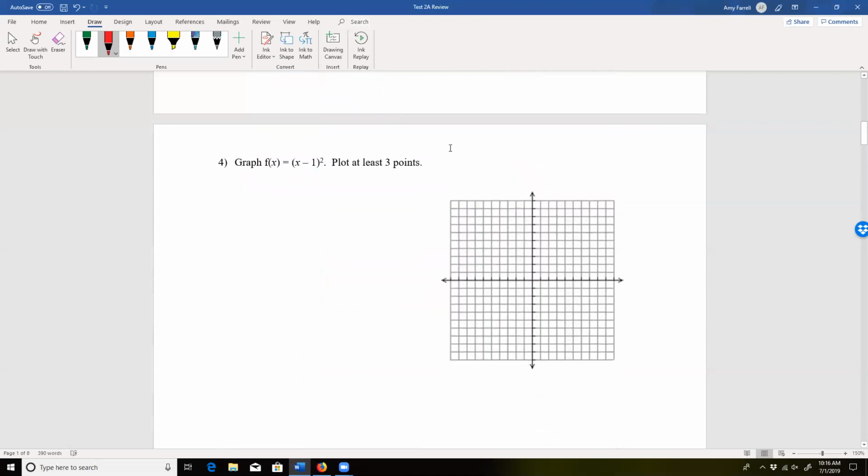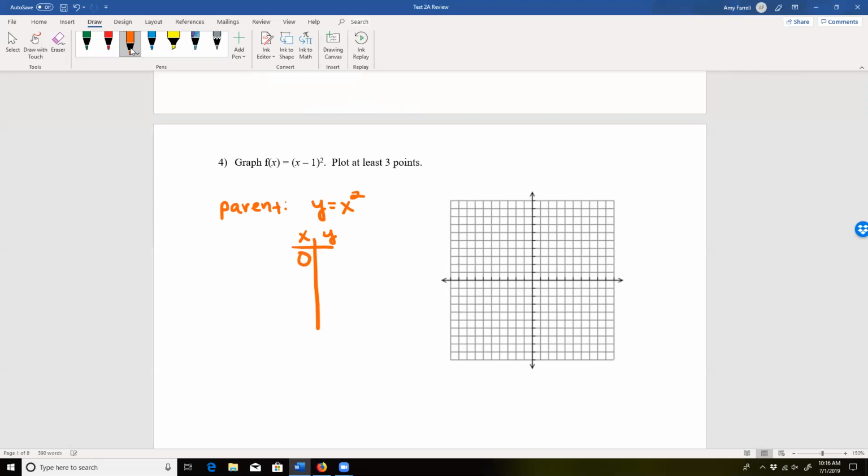Okay, we've got another one here where I'm going to use a parent function. So the parent function for this equation would just be y equals x squared, just the most basic form of a quadratic equation. So I'm going to do a t-chart again for the parent function, not for this. We'll shift in just a second.